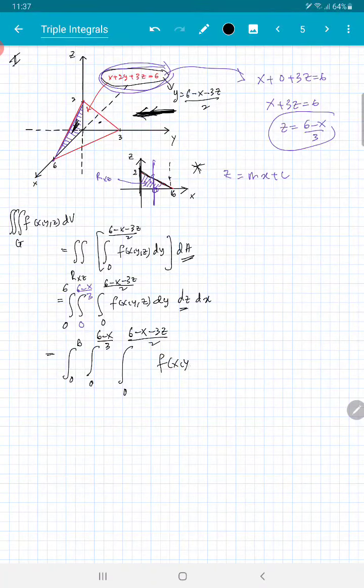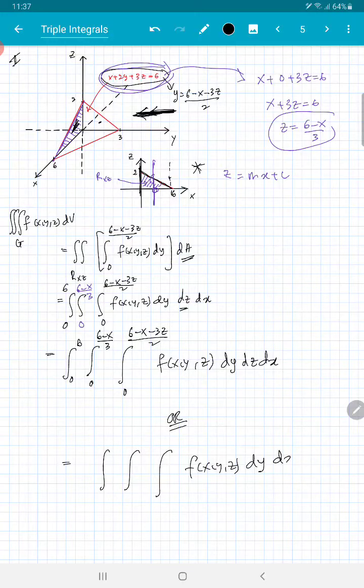And here we cannot evaluate because the function is not given. We just need to get the limits for x, y, and z. Okay, so this is one way, that's an answer. Another one, we want dy, but then instead of dz dx, we want it to be dx dz. So the limits for y are still the same. It's still from 0 to (6 minus x minus 3z) over 2.